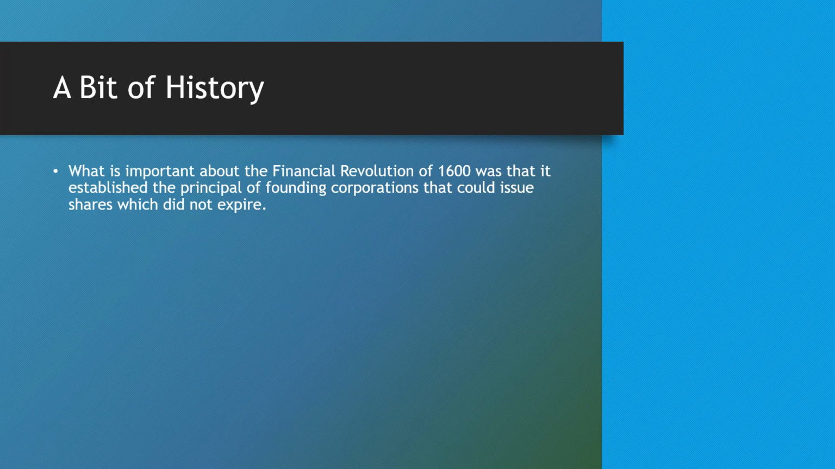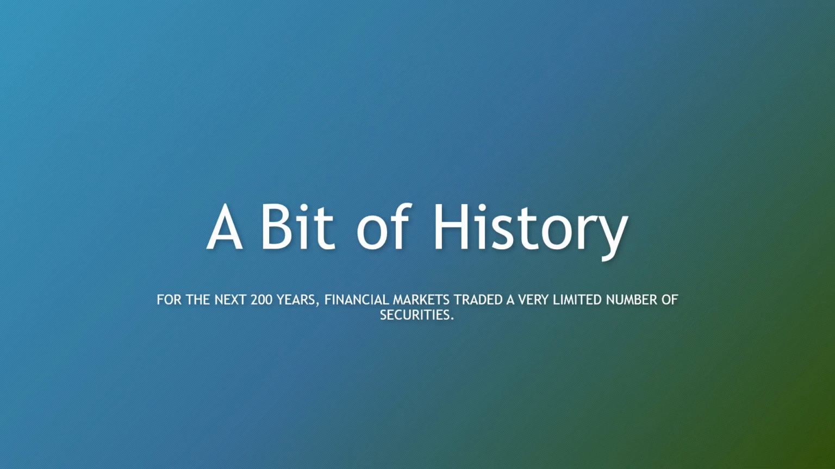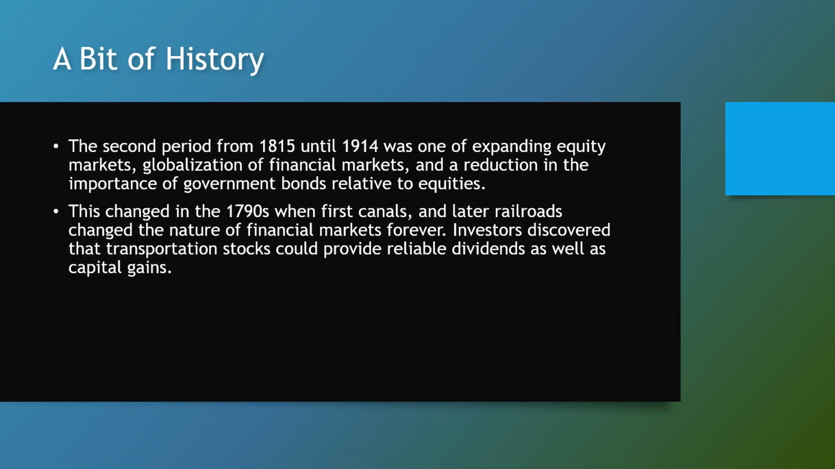What is important about the financial revolution of the 1600s was that it established the principle of founding corporations that could issue shares which did not expire. And then for the next 200 years, the financial markets had very little numbers of securities and didn't do so much. No, there weren't any big changes. But then the second period can be classified from the 1815s to the 1914.